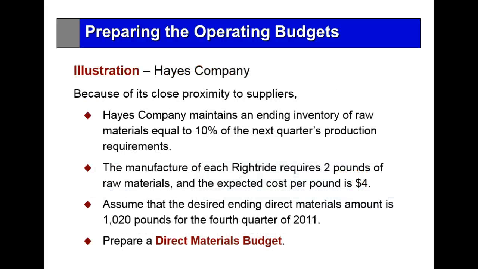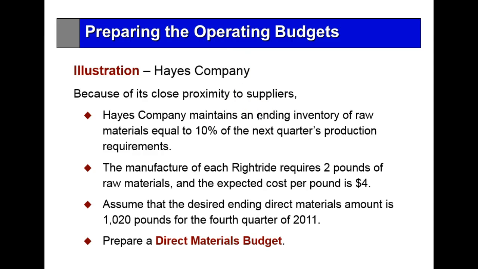So Hays is lucky. It's got suppliers all over the place. Hays maintains an inventory of raw materials equal to 10% of the next quarter's production. The manufacture of each unit requires 2 pounds of raw materials, and the expected cost per pound is $4. Assume that the desired ending materials amount is 1,020 pounds for the fourth quarter.